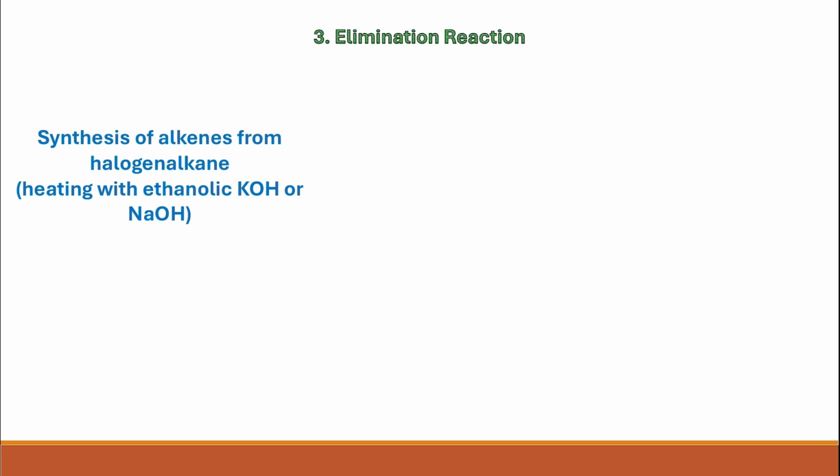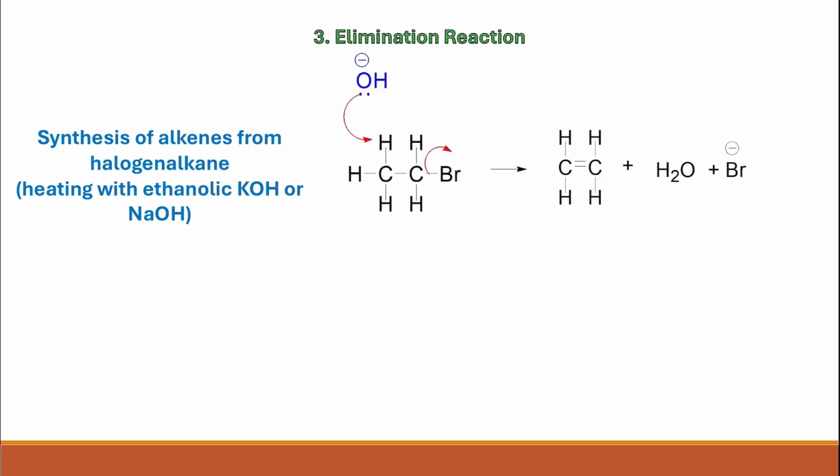So it will come to take the hydrogen from the carbon that is adjacent to the carbon that has the bromide. Once this happens, there will be a double bond formed between the two carbons, and the bromide is going to leave. So you end up with the alkene.